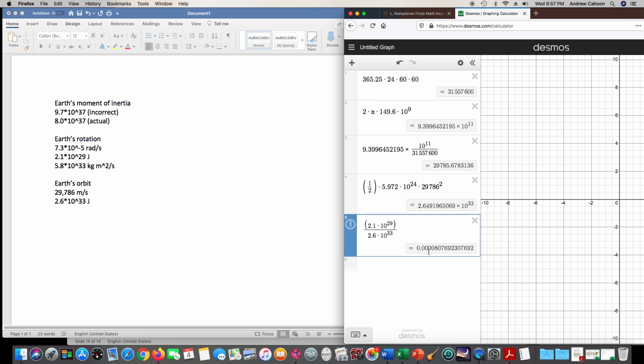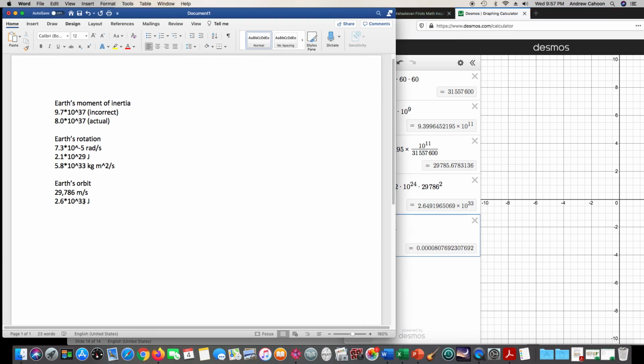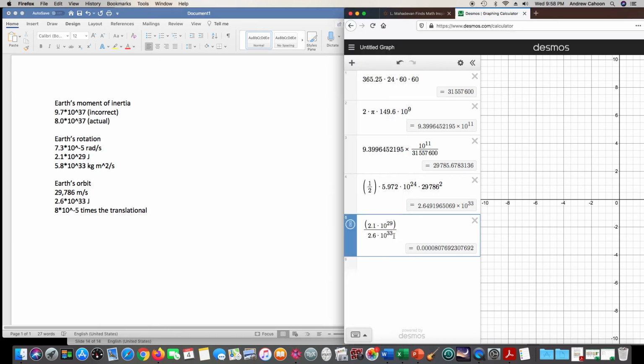which is 8 times 10 raised to the minus 5 times the translational. So the rotational is 8 times 10 to the minus 5 times the translational energy. It might help to think of this in the reverse fraction, because this is a number less than 1. It's hard to interpret that. So maybe I should reverse these things.